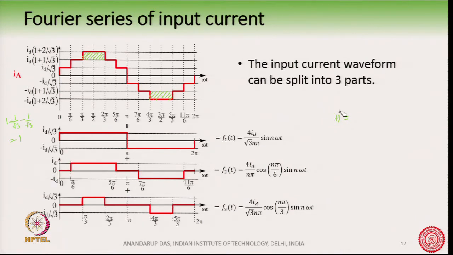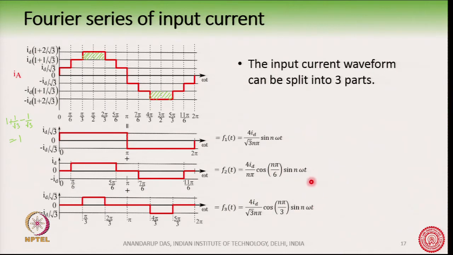For the second one, we find that alpha is equal to pi by 6 and its magnitude is 1. So, 4 Id by n pi cos n pi by 6 sin n omega t. This is for the second waveform, f2 t. And what about the third one? For the third one, alpha is equal to pi by 3. So, cos n pi by 3, and the magnitude is 4 Id by root 3 n pi here. So, 4 Id by root 3 n pi cos n pi by 3 sin n omega t, right.